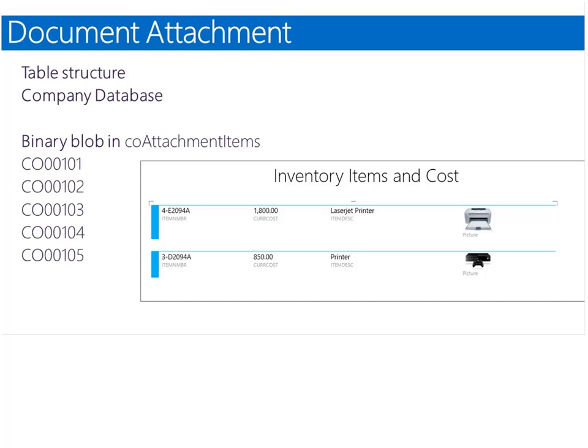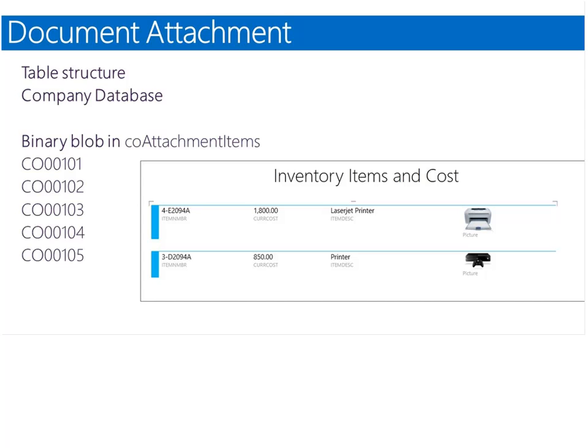So I just wanted to give you a little bit of detail about the table structure, since the document attachments are stored differently than the OLE note information that we're somewhat used to. The binary blob itself, the actual picture or document that you've attached, is in the table called co-attachment items. It's in your company database, but I think there's only 3 columns in that whole table: the binary blob, the file name, and the attachment ID. It's a bunch of numbers and letters, so it's encrypted out there.